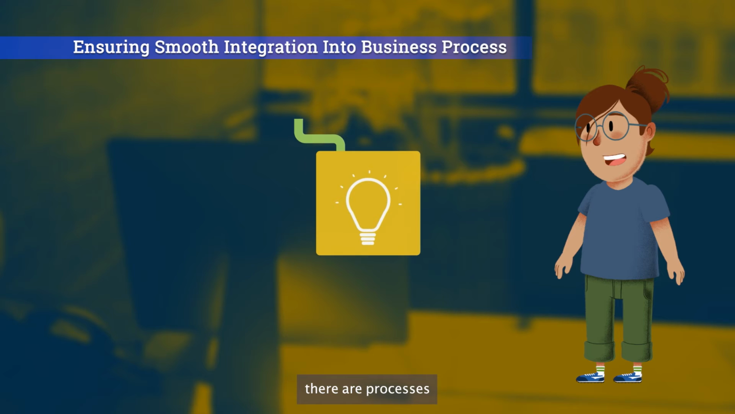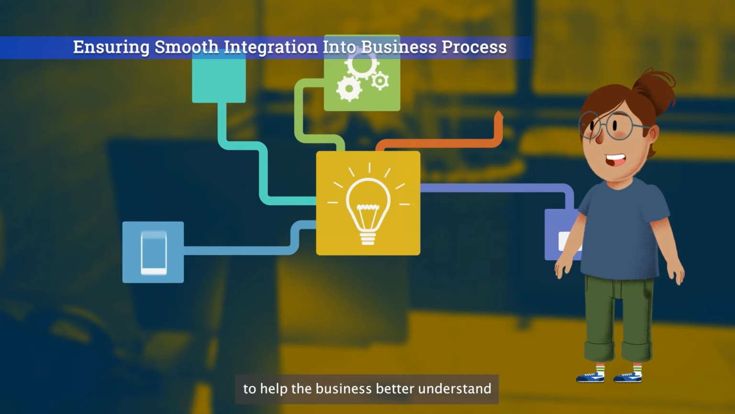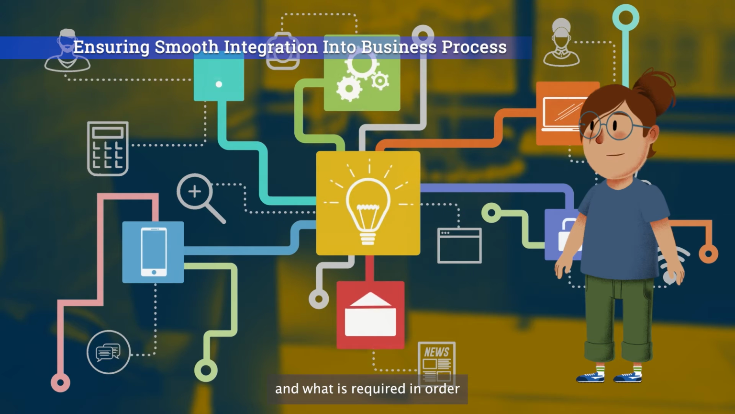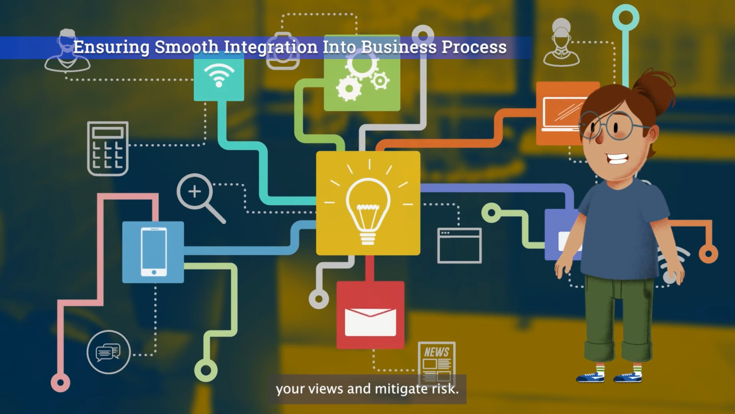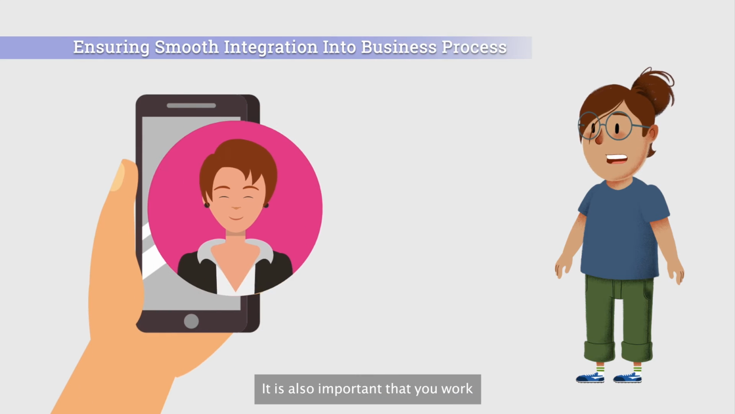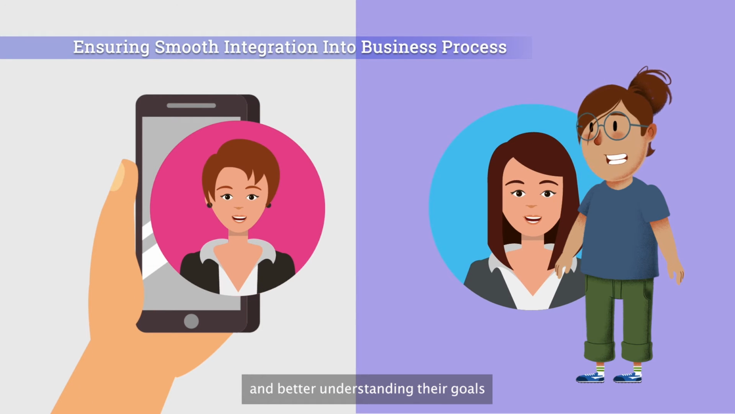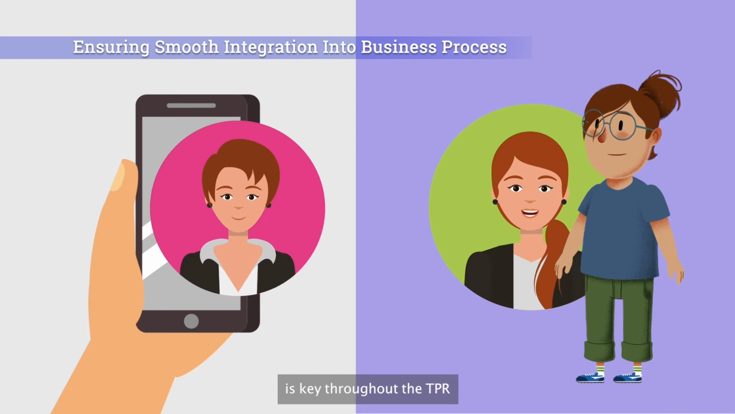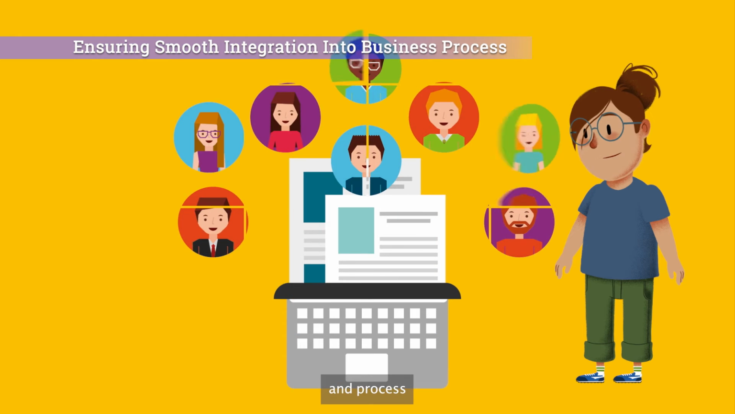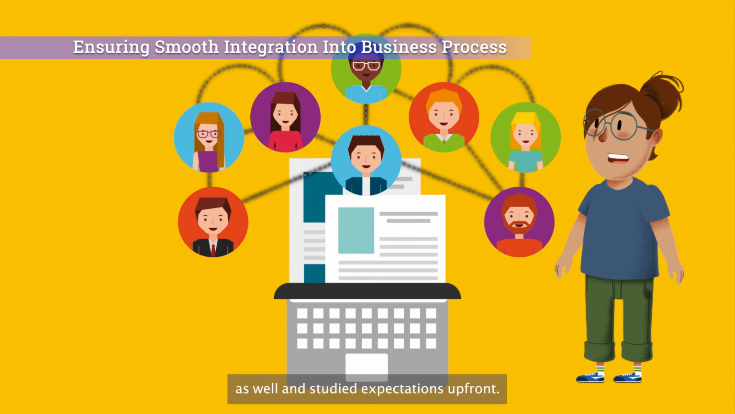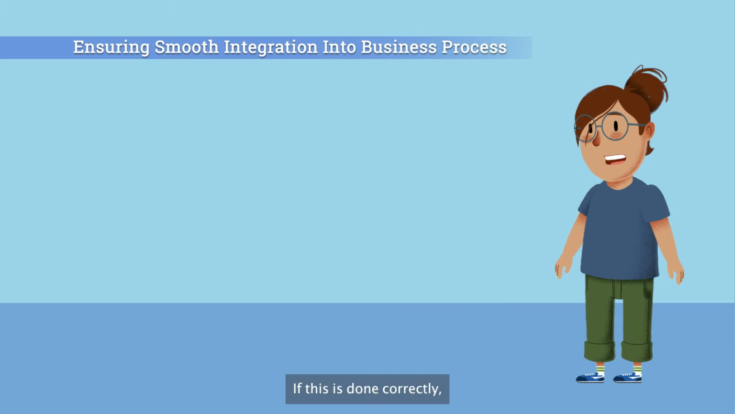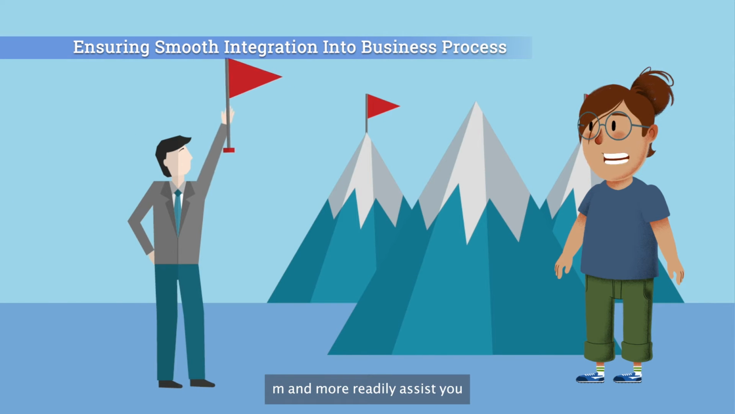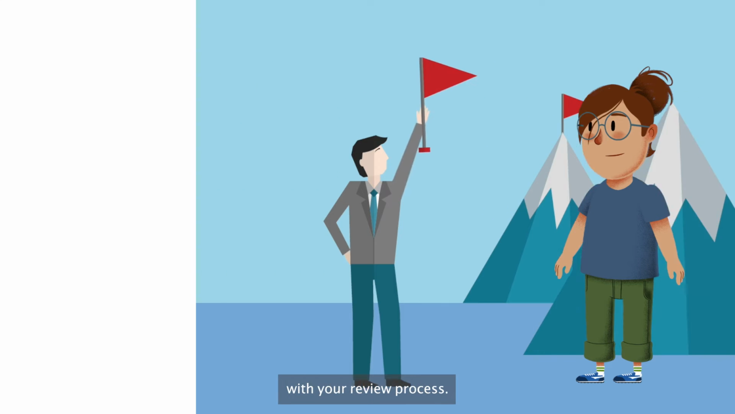In short, there are processes you can put in place to help the business better understand why TPRM exists, the importance of your team, and what is required in order for you to perform your reviews and mitigate risk. It is also important that you work with the business in better understanding their goals and objectives, as well as timelines. Open communication is key throughout the TPRM process, as well as setting expectations up front. If this is done correctly, the business can ultimately become a champion for TPRM and more readily assist you with your review process.